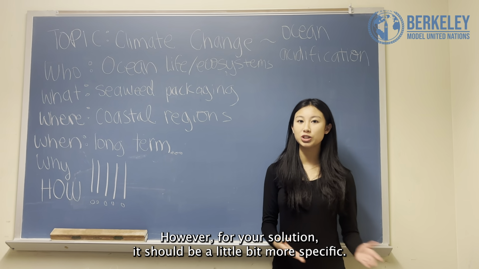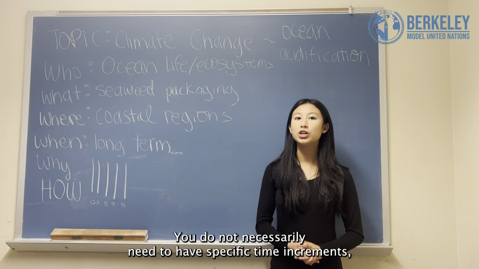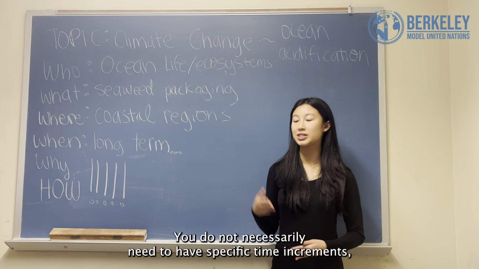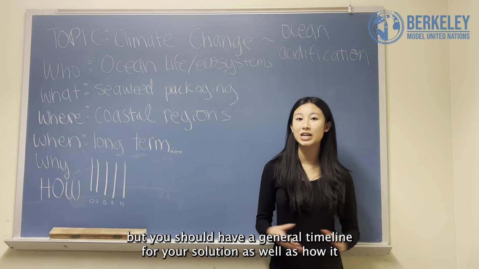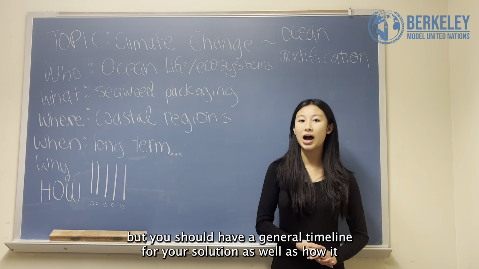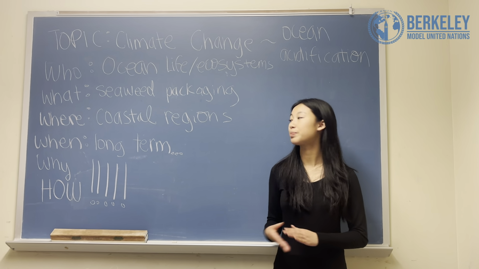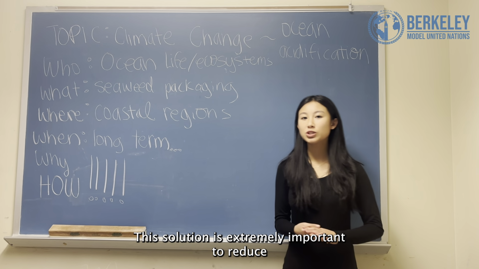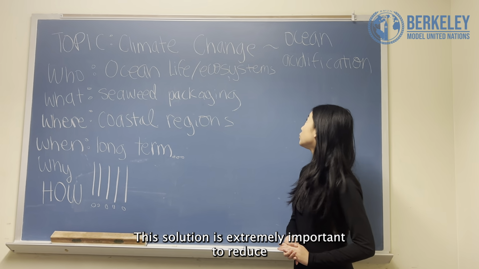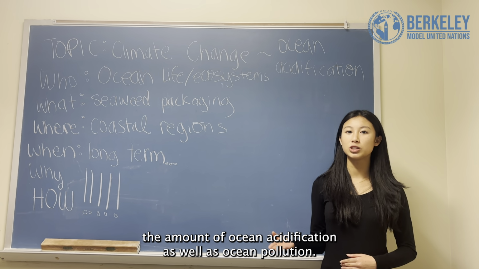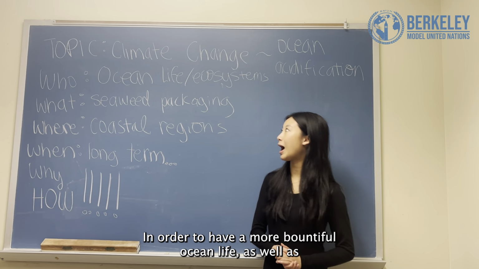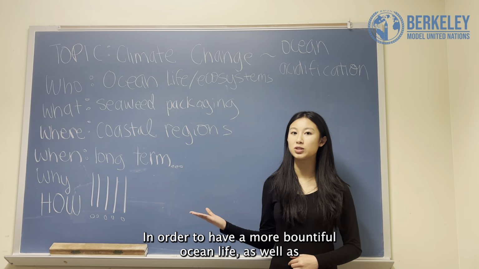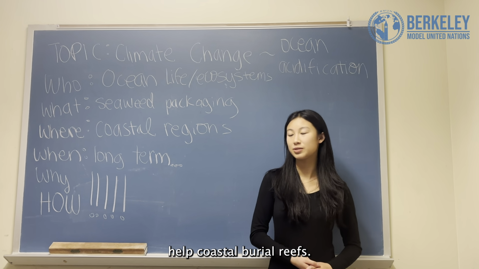However, for your solution, it should be a little bit more specific. You do not necessarily need to have specific time increments, but you should have a general timeline for your solution as well as how it is going to be implemented. Next, why is the solution important? This solution is extremely important to reduce the amount of ocean acidification as well as ocean pollution in order to have a more bountiful ocean life as well as help coastal barrier reefs.